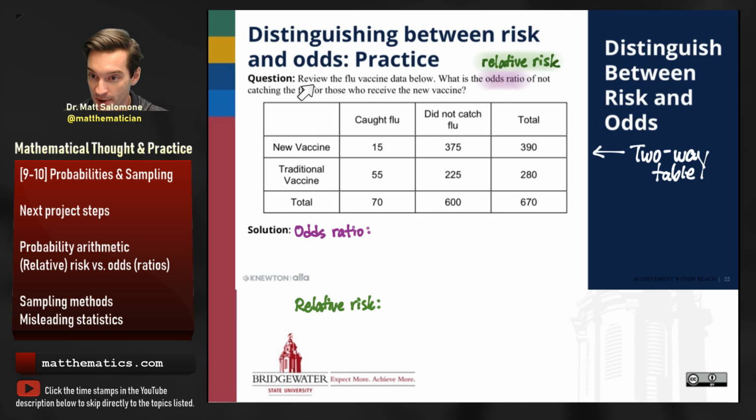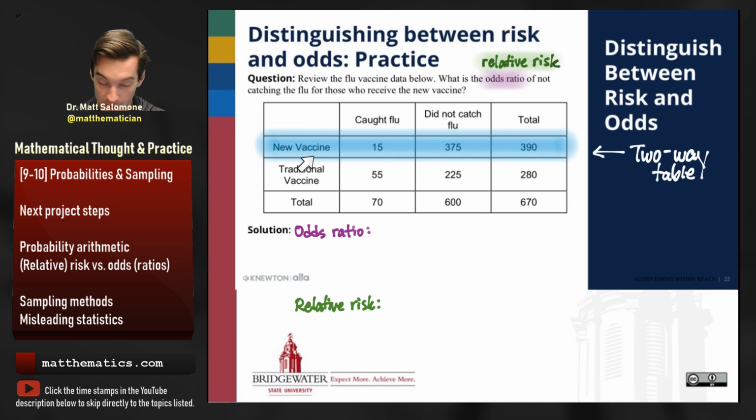So, what is the question asking us to look at? Looking at this flu vaccine data, we want to know if I received the new vaccine, so if I were a part of this row right here, then I could ask a couple of different questions, right? I could ask, what are the odds of catching the flu? Or what are the odds of not catching the flu? If I ask those questions, I'm going to be ultimately trying to compare.